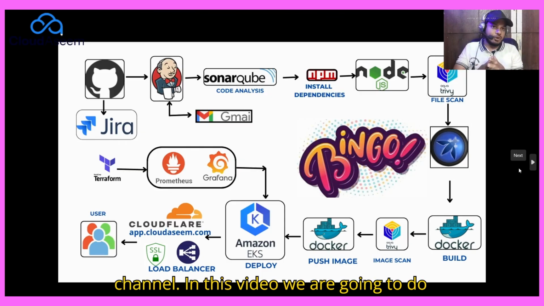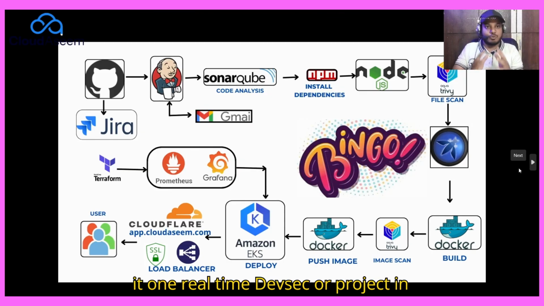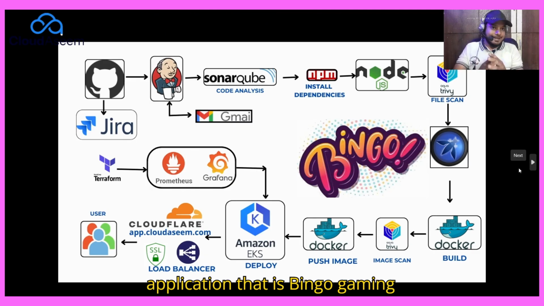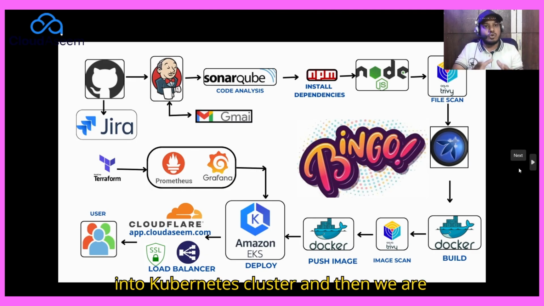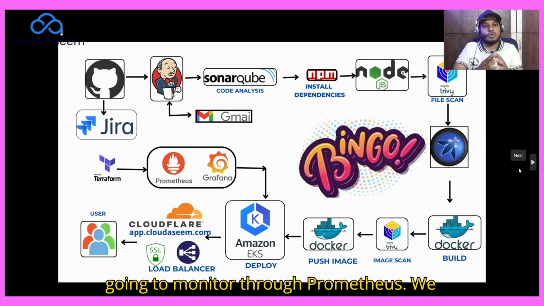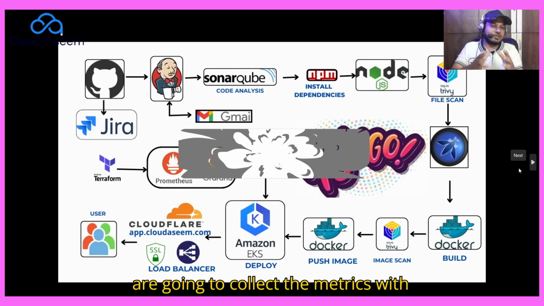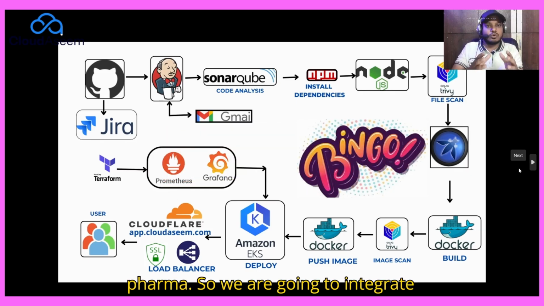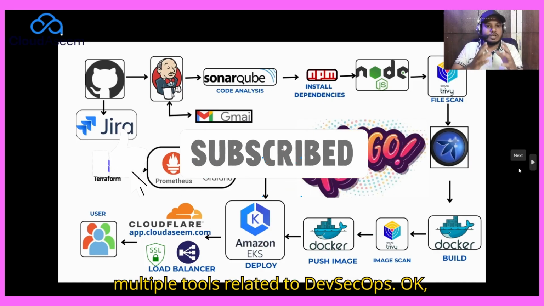In this video, we are going to do one real-time DevSecOps project in which we are going to take a Node.js application, that is a Bingo gaming application, and deploy it into a Kubernetes cluster, and then we are going to monitor it through Prometheus. We are going to collect the metrics with Prometheus and integrate them in Grafana. So we are going to integrate multiple tools related to DevSecOps.